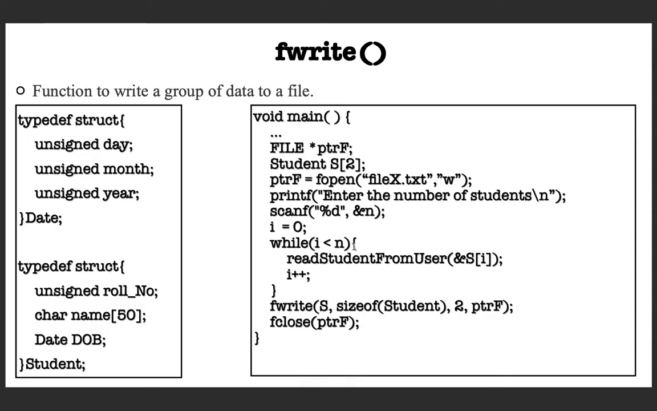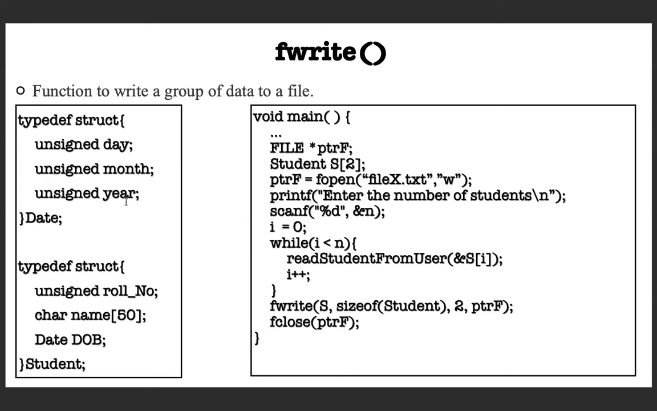We can start with fwrite, which is a function to write a group of data into a file. We can try to understand what fwrite is doing with an illustrative example. This is the same student structure that we have seen in previous lectures. There is a student data type defined with roll number, name and date of birth as fields. And note that the date of birth is again a structure which includes the day, month and year. I hope you remember this data structure.